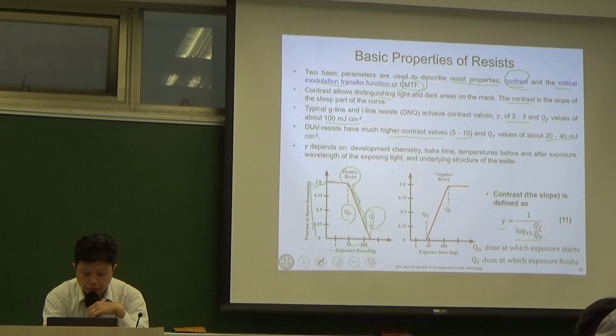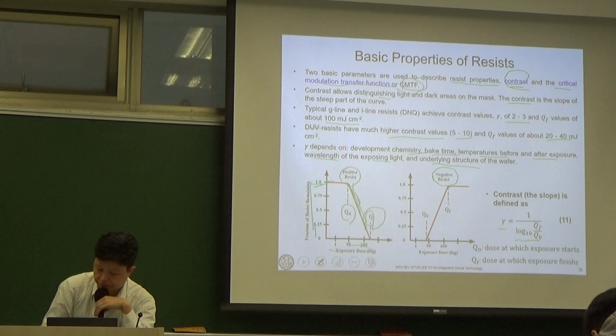Okay, and this gamma depends on the development chemistry and your bake time. Right? If you bake longer, then it becomes harder. The dissolution rate will be smaller, and also the temperature before and after exposure, or the wavelength of the exposing light, or the underneath structure of the wafers, will affect this slope, this gamma, this contrast. Okay, so the figure on the right hand side describes the negative resist. So this just works the other way around.